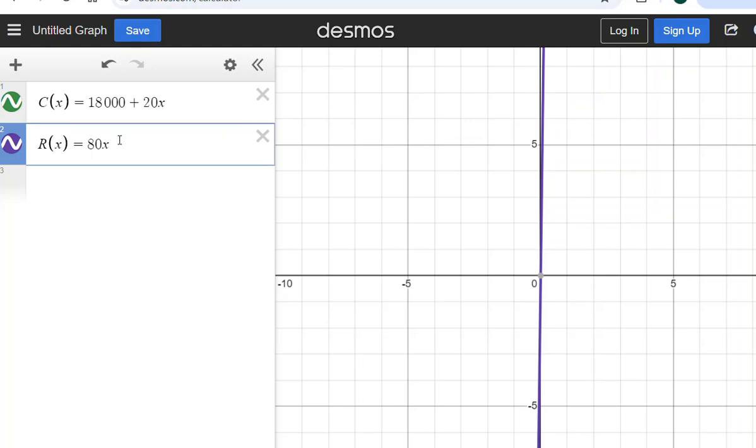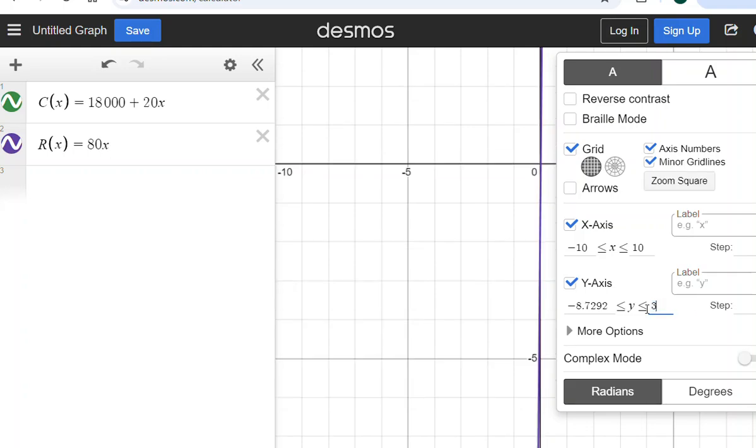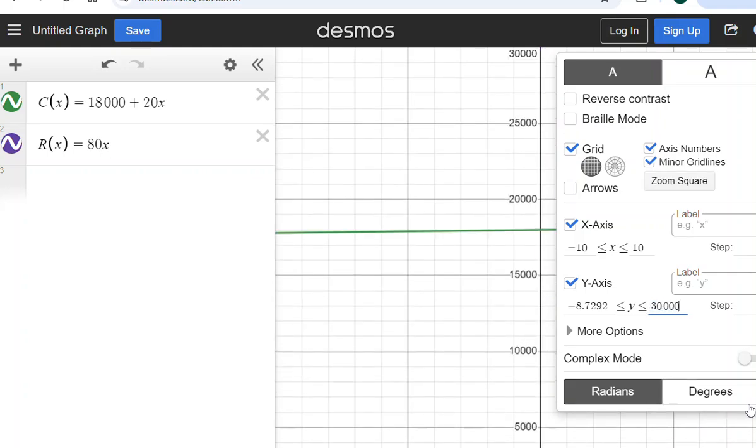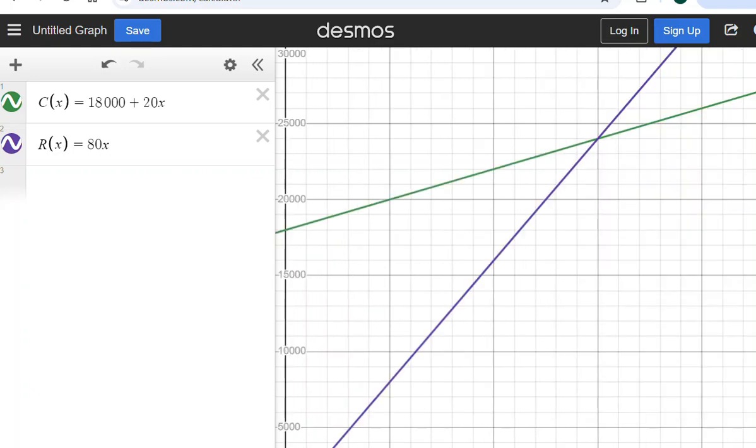It's a very steep line. But remember that we're talking about dollar amounts, and here I see that my y-intercept is 18,000. That's a pretty big number before my green graph is even going to show up. So let's play around with some settings here. I'm going to set the y-axis up to 30,000. Now I can see the green line and the purple line at the bottom. I'm going to need a lot more canoes in order to see where they cross, so let's start by doing 500 here. There we go. I can see the point where the lines cross.